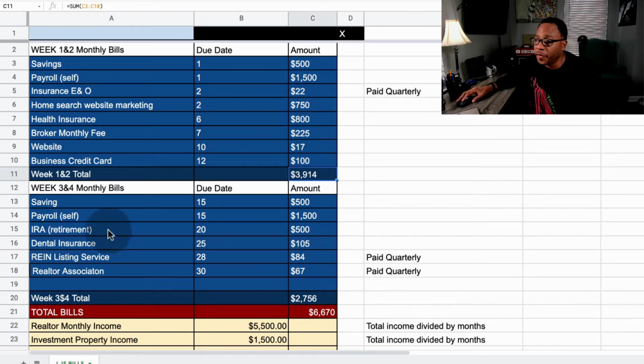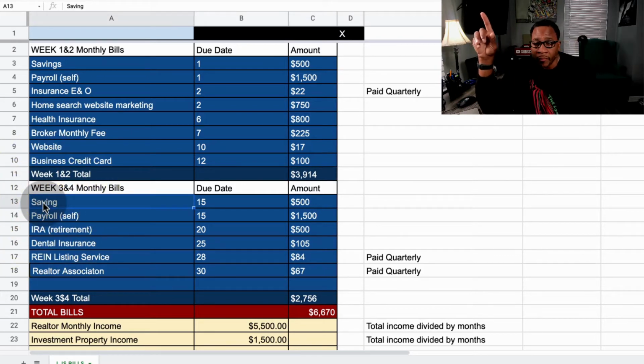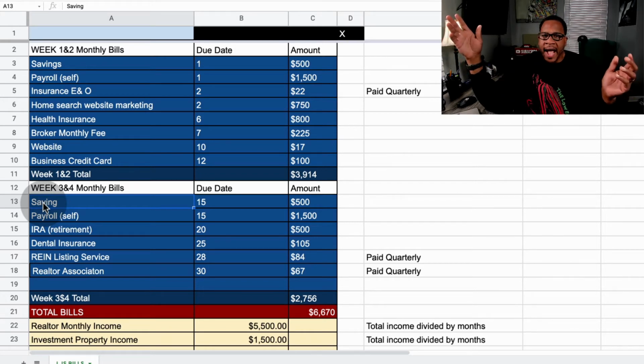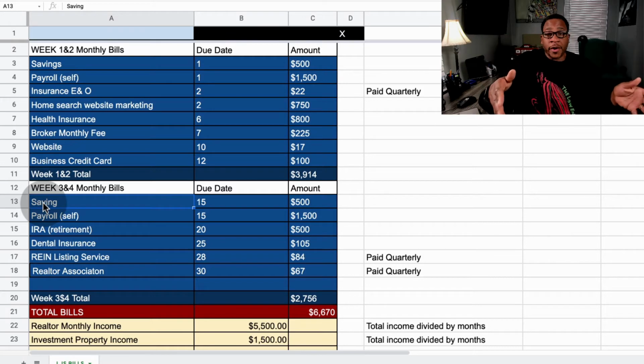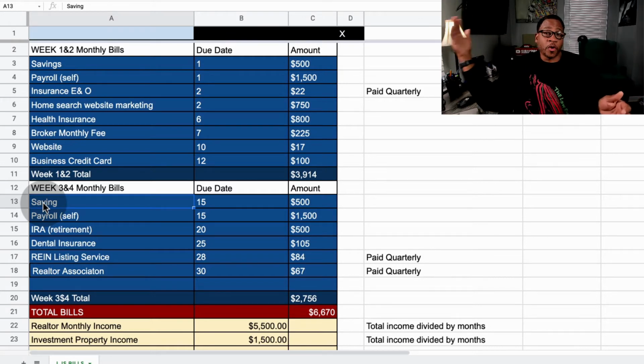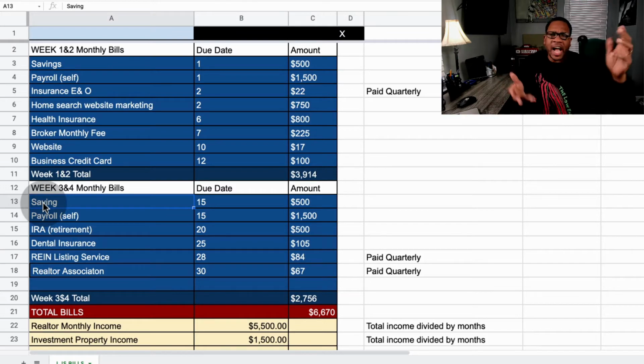Then for week 3 and 4, I have, again, savings again. Every check that I get, I'm taking out savings. Now, when you are running your own business, obviously you get paid at different times, right? So as a realtor, I may in January not get paid because I have 3 or 4 closings in February. So Sean, how are you still chopping this up?